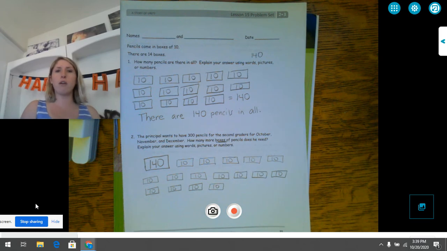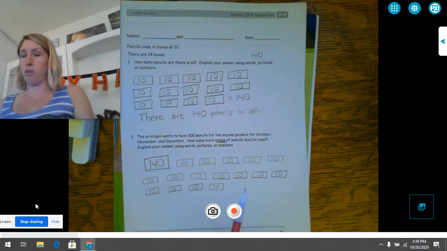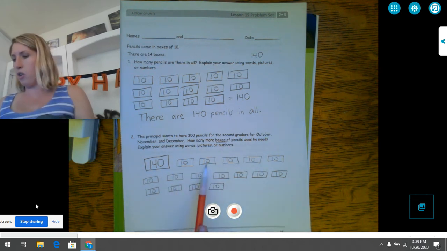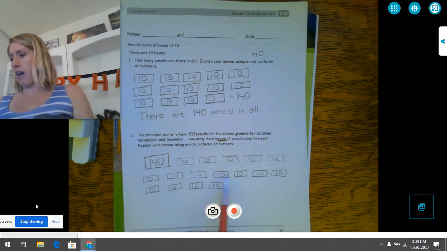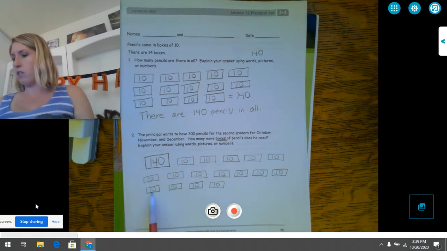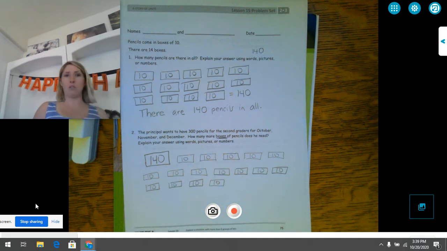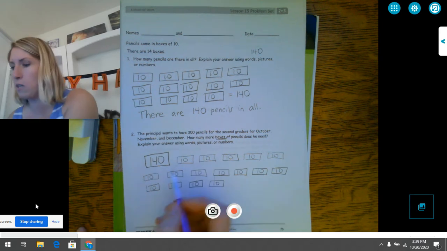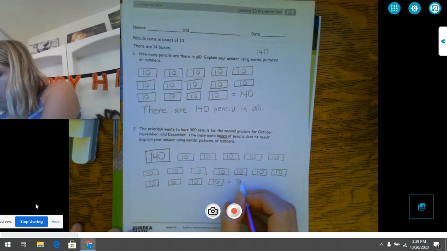So we were at 140, we're trying to get to 300. We counted by tens. So if we already had 140, let's see how many boxes it took to get to 300. It took 1, 2, 3, 4, 5, 6, 7, 8, 9, 10, 11, 12, 13, 14, 15, 16 more boxes of pencils is what he needs because it took us 16 tens to get up to 300. So that would equal 300.